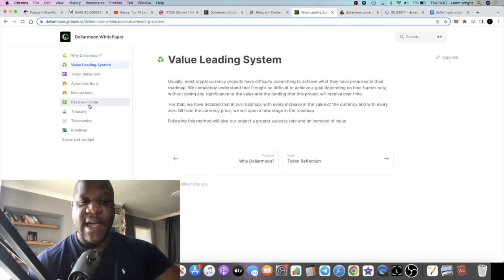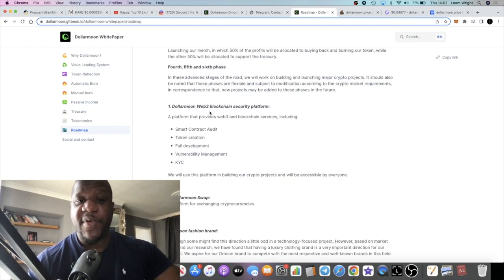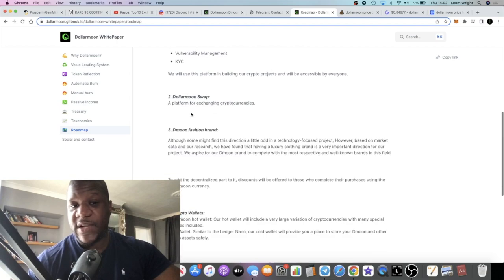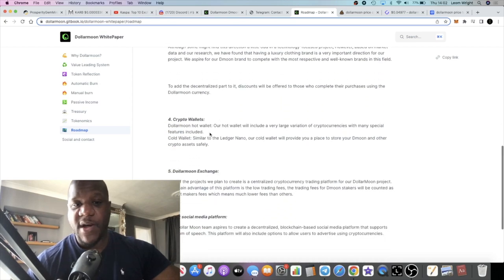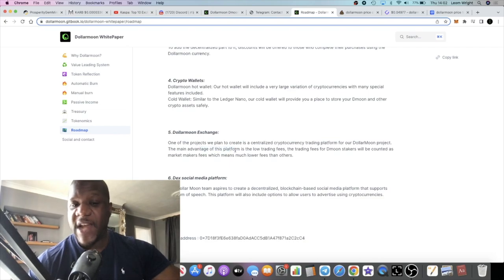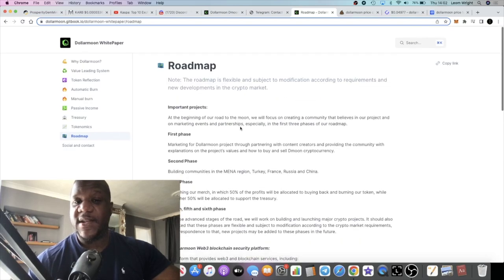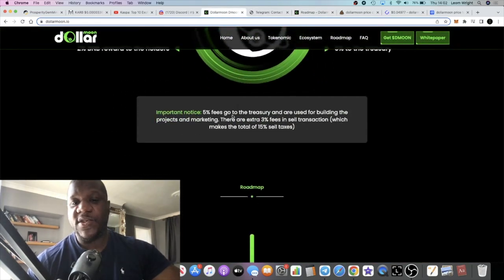Now the roadmap. The roadmap suggests that this is more than just a reflect token. They want to build a web3 security platform, doing audits, KYC, and all that sort of stuff. They're going to have their own swap, their own fashion brand, which is probably the most insignificant thing on here, in my opinion. A crypto wallet, a hot wallet, a DollarMoon exchange, and then their own social media platform. Of course, this roadmap is empty promises until it's fulfilled, but they do have an ambitious roadmap.